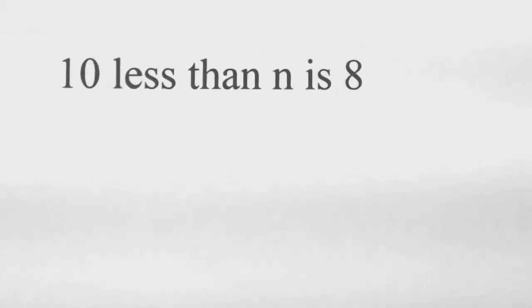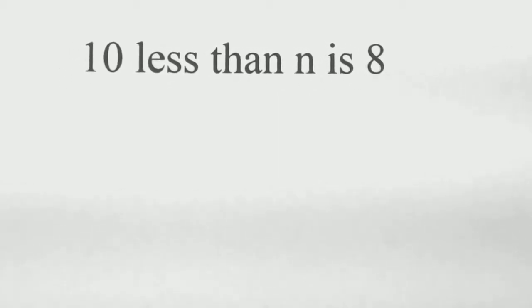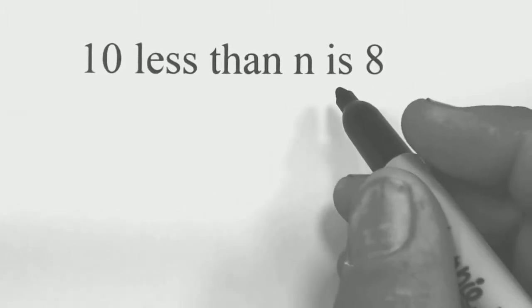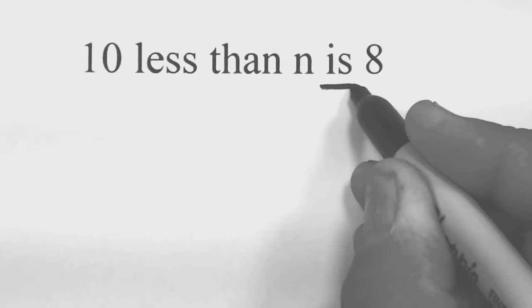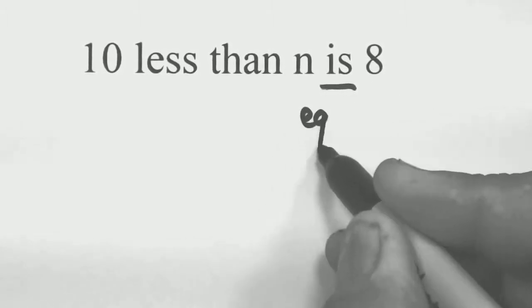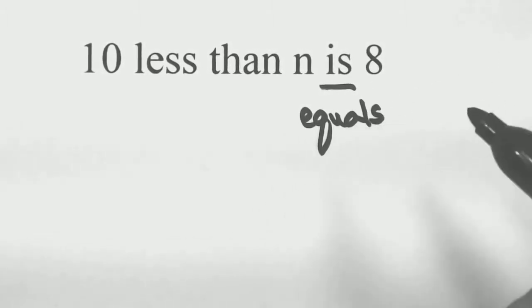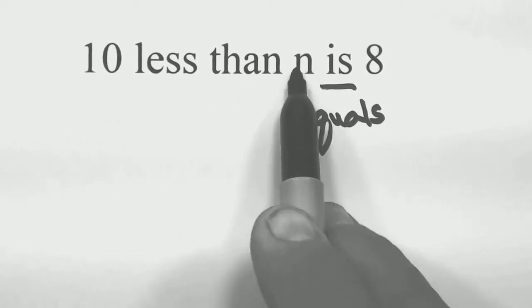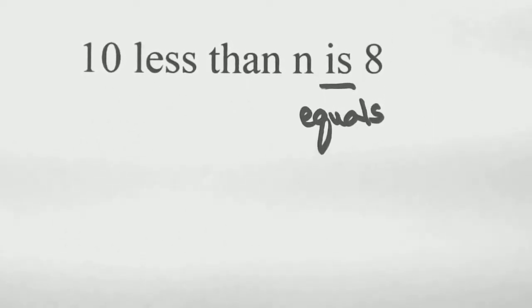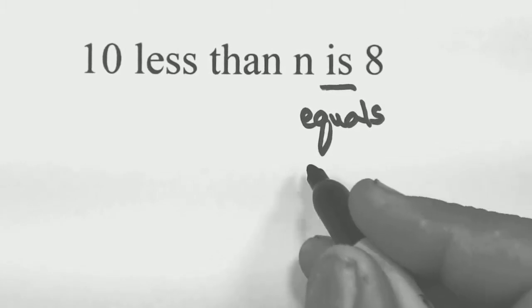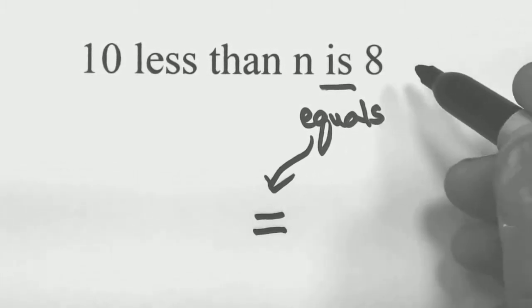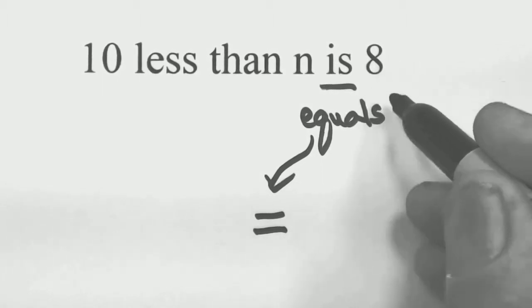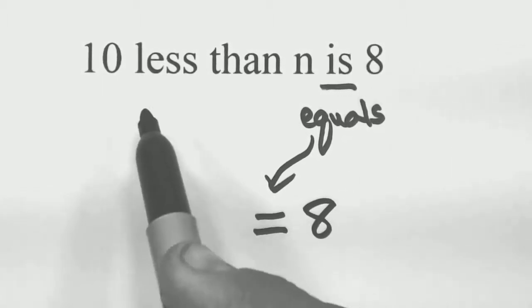Okay, next up. 10 less than n is 8. First off, what can we replace with equals? Well, this right here. If I replace that with equals, it would read 10 less than n equals 8, which means exactly the same thing. So this is where the equal sign goes. What's on the right side? The 8. What's on the left side?